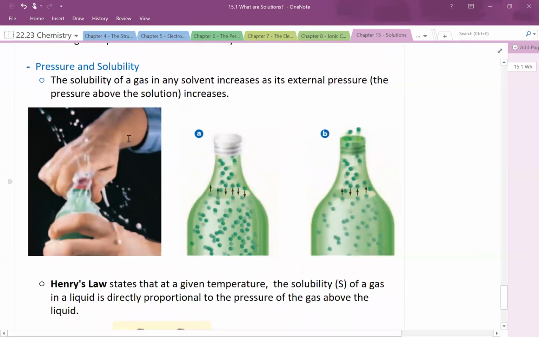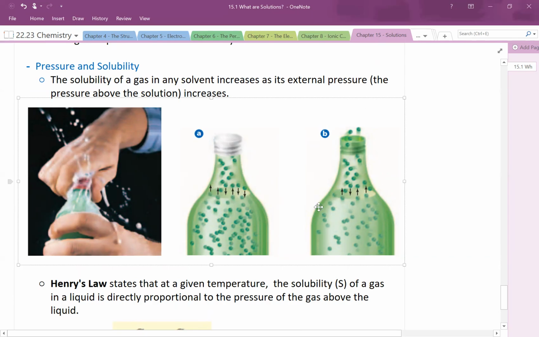Anyway, last little bit, let's talk about pressure. The solubility of a gas increases as its external pressure increases. Meaning, if we consider like a can of soda, if you have a closed container with a lot of pressure, like in a soda bottle, you have typically 3 atmospheres of pressure. Well, you can force carbon dioxide to be dissolved in that liquid, and that is what you call carbonation.